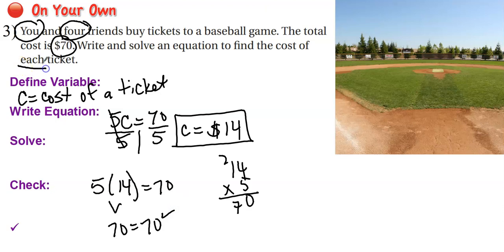So the word each, right, makes me think of sometimes it could be multiplying, sometimes it's dividing. But if you're buying multiple tickets, then you're multiplying the number of tickets times the cost.